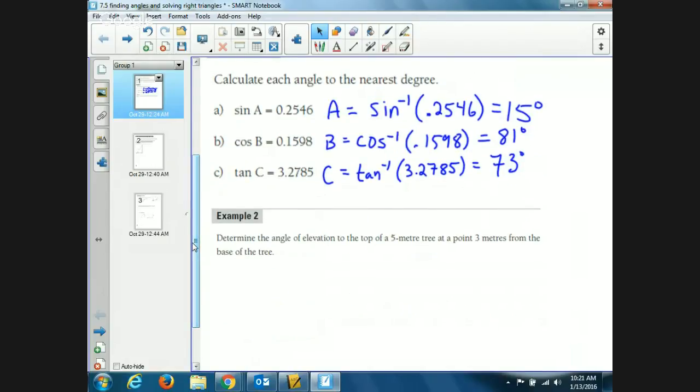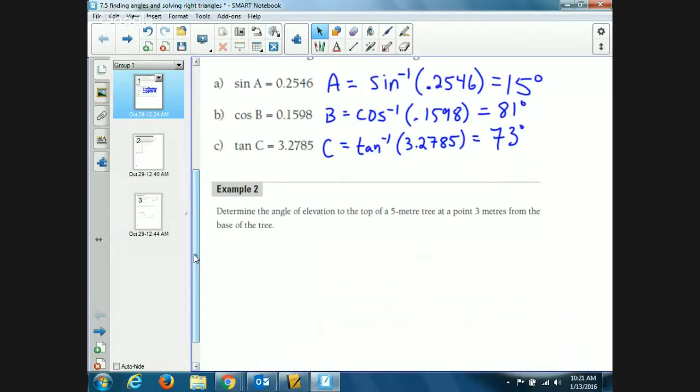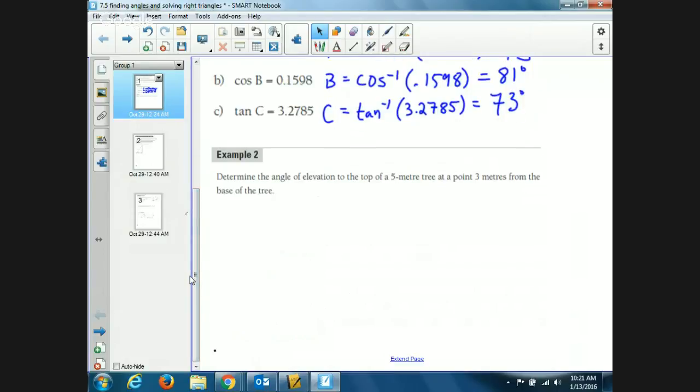So, now what? Try example 2. We'll use these skills. You know how to do this. Isaiah, settle down, turn this way. Thank you much. Okay, determine the angle of elevation to the top of a 5-meter tree at a point 3 meters from the base.